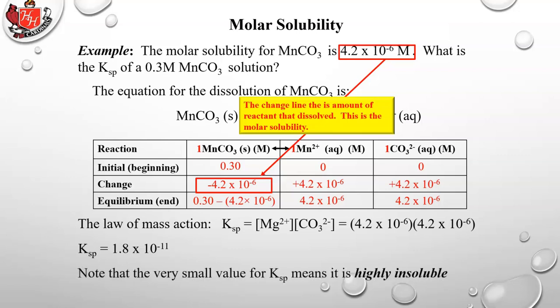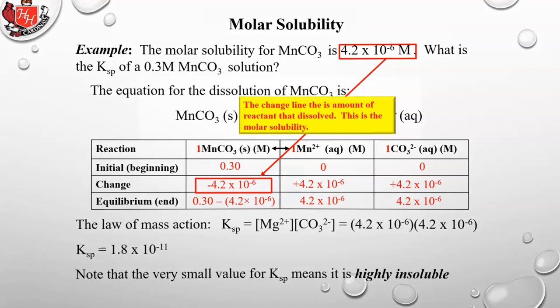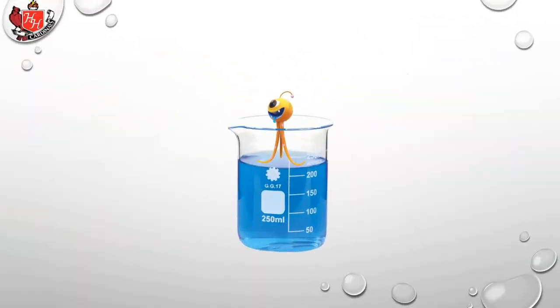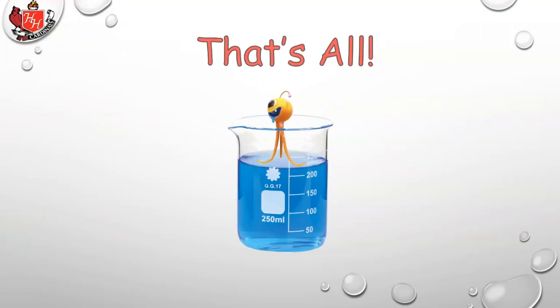So note that a very small value of Ksp means it is highly insoluble. Very, very small number. All right, and that takes care of this lesson on reaction quotients, Le Chatelier's principle, and solubility product.